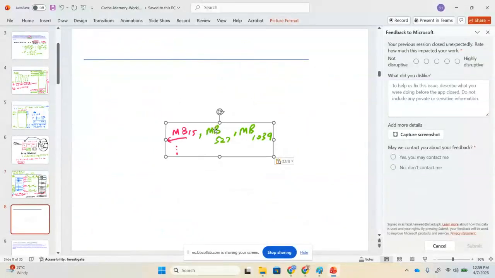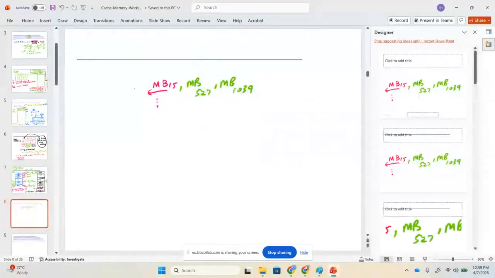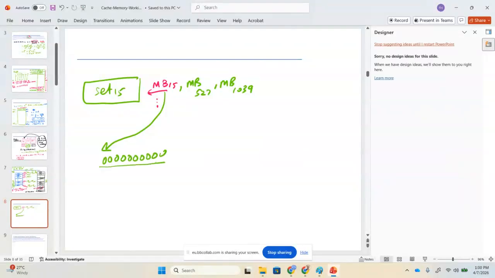And I'm going to explain it here. This is very important. All of these blocks are mapped to which set? All of these blocks are mapped to set number 15. So what will be the tag for MB15? The tag for MB15 will be 0, 0, 0, 0, 0, 0, 0, 0, 0, 0. Ten bits. This tag is 0.